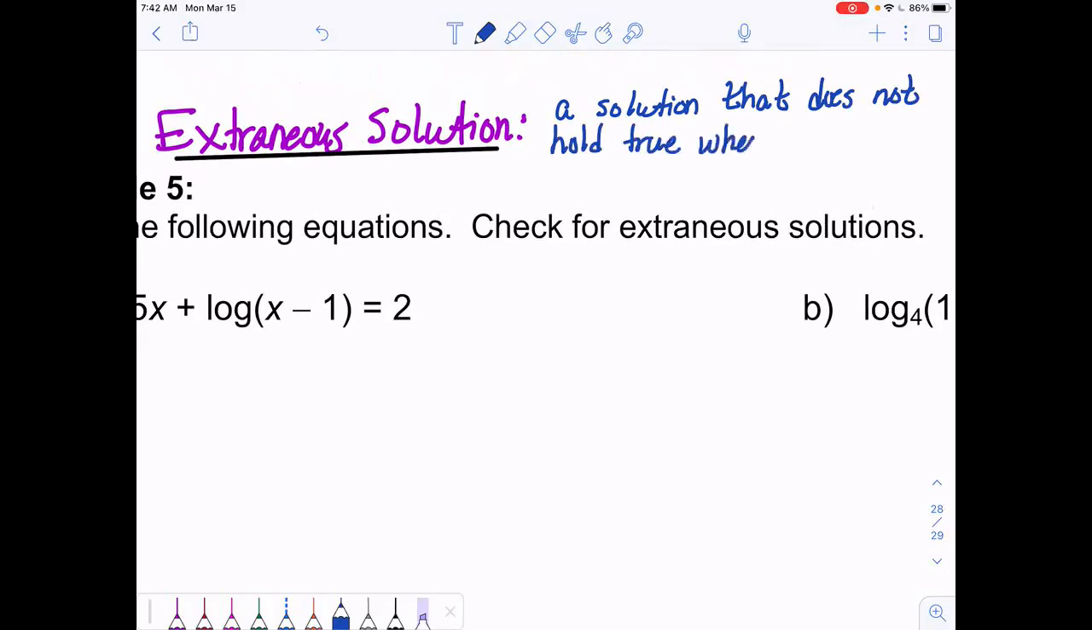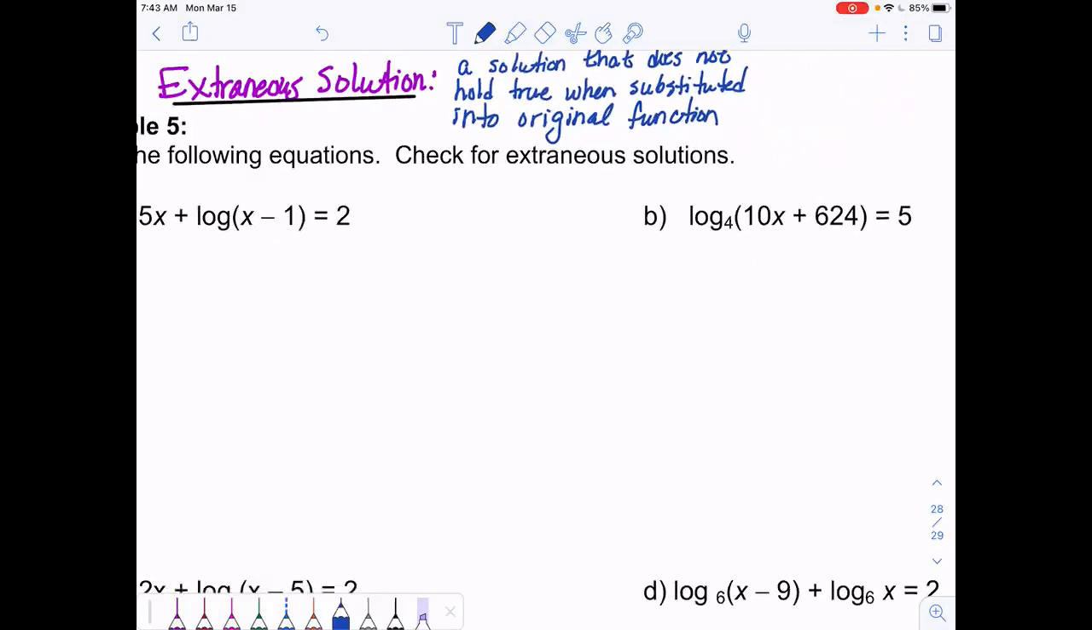I'm going to say it does not hold true when substituted into the original problem. And that's the key. It has to go back into the original function. So you have 2 solutions. One of them may not work when it's substituted back into the original problem. So it doesn't keep the equation true, the left and the right.